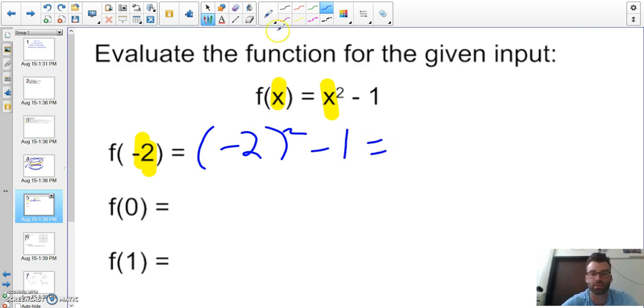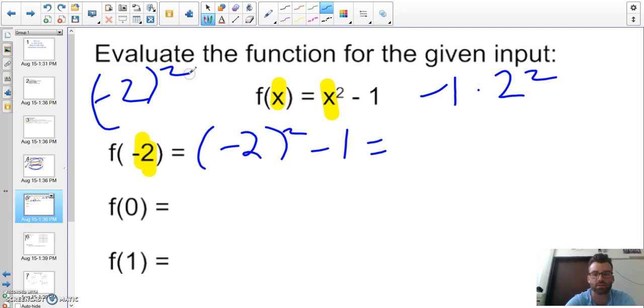Order of operations says square the negative 2 first and then subtract the 1. Now, if you're going to put this in your calculator, when squaring a negative number you must make sure that your negative number is in parentheses. Otherwise, the calculator will square the number and then multiply it by negative 1. It looks at it as negative 1 times 2 squared, when really it should be negative 2 quantity squared.